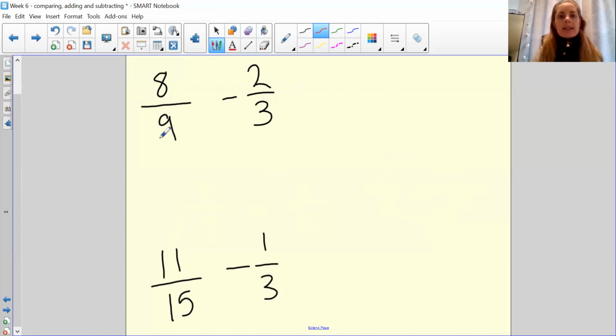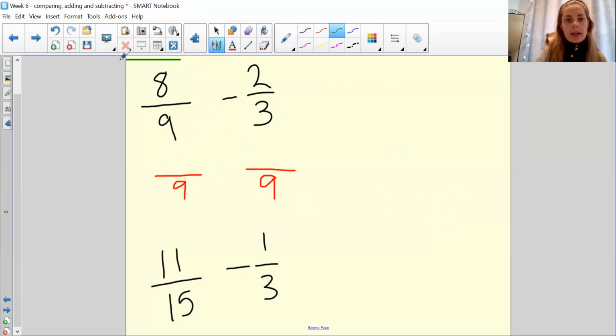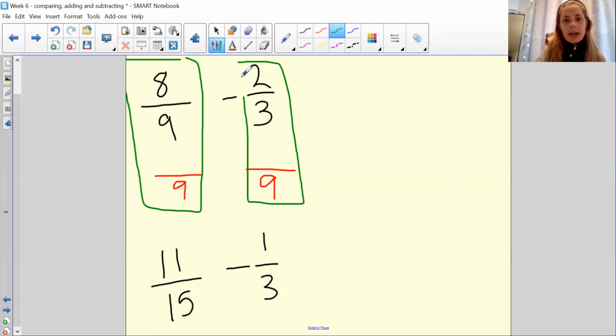Okay, let's start. Right, so first of all, we need to look at our bottom numbers, and I look at the biggest number, which is 9, and I say, can my smaller number go into my bigger number? Yes, it can. So my number at the bottom is going to be 9. Right, now I need to make an equivalent fraction. So remember, this is my equivalent fraction, and this is my equivalent fraction that I'm making. So what did I do to the 9 to get 9? Okay, I multiplied it by 1. So I'm going to multiply 8 by 1.